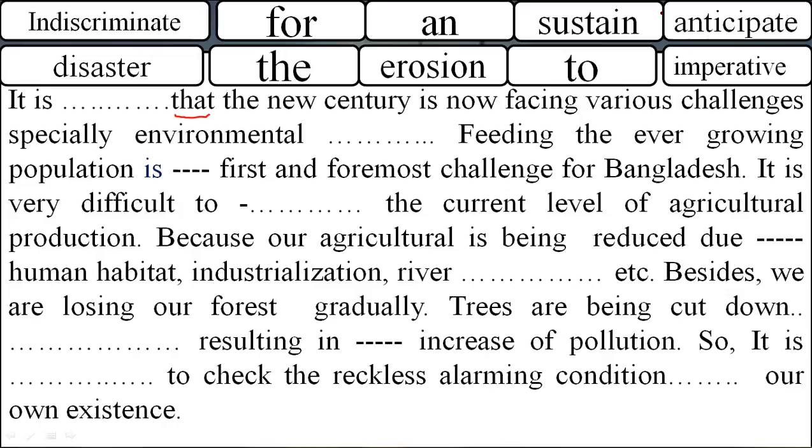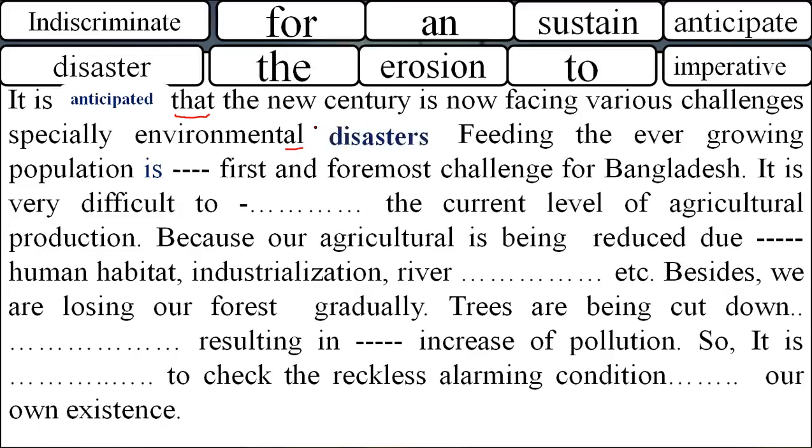Okay, environmental, where environmental, al, so it's an adjective. After an adjective we have to use a noun. We have to find one from the box, or we have to form a new word, a noun, from the box. So in the first sentence we may write anticipated, passive voice, that the new century is now facing various challenges, especially environmental, we need a noun. Okay, environmental disaster.